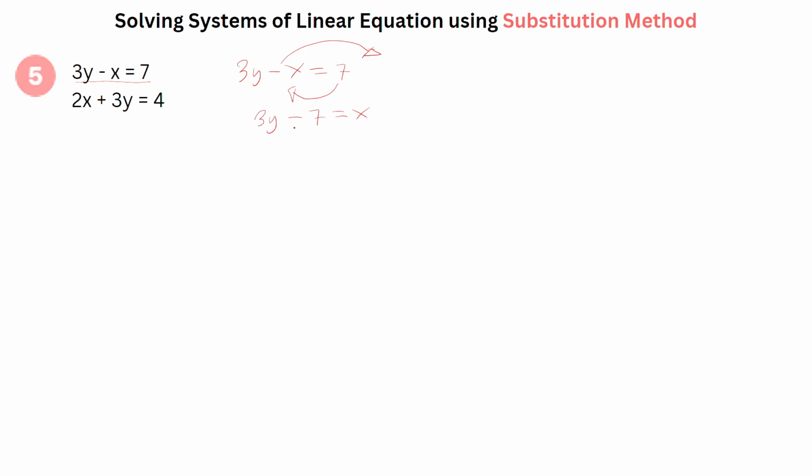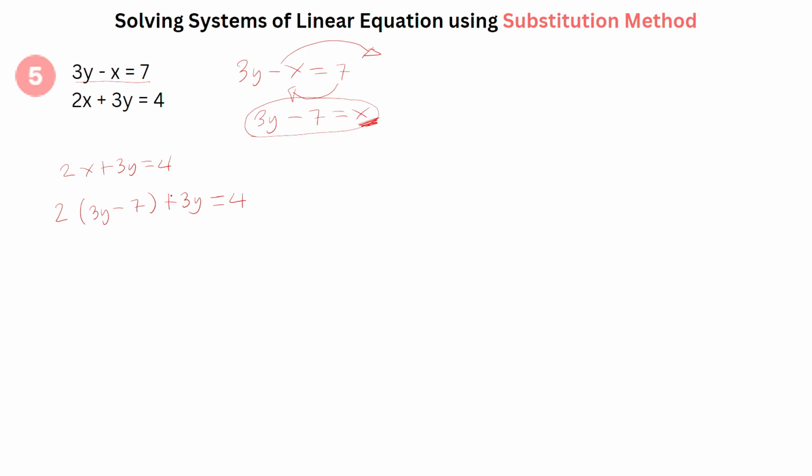Now, what's the purpose of that? As you can see here, we already have a separate variable, and the separate variable is x. So what do we do now? I'm going to use the second equation as my main equation: 2x plus 3y equals 4. So I'll just rewrite this. Is there already the value of x? Yes. The value of x in terms of y is 3y minus 7. And then plus 3y, I just copy the 3y, and then equals 4.